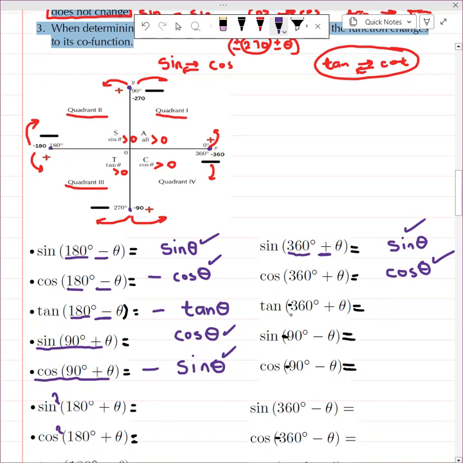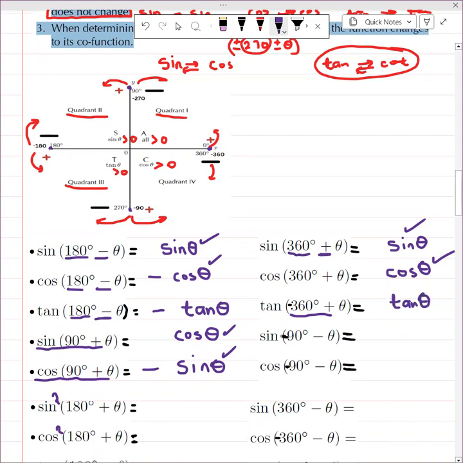I have negative 360 plus. Negative 360 plus is in the first quadrant. So the sign will be positive because all of them are positive in the first quadrant. And then 360, so tan will just be tan. So it's tan theta. Okay.